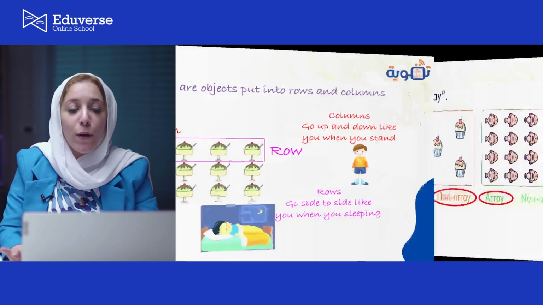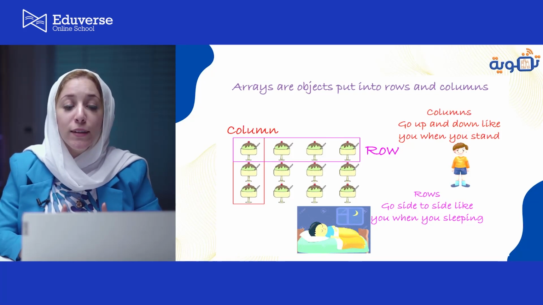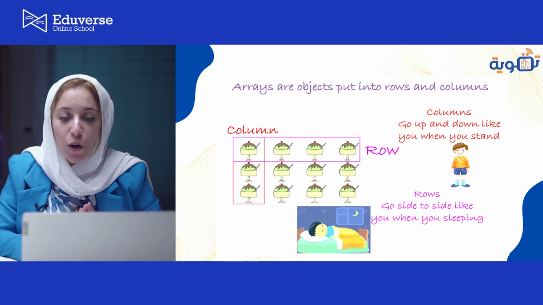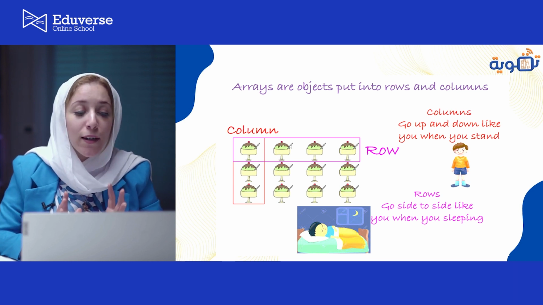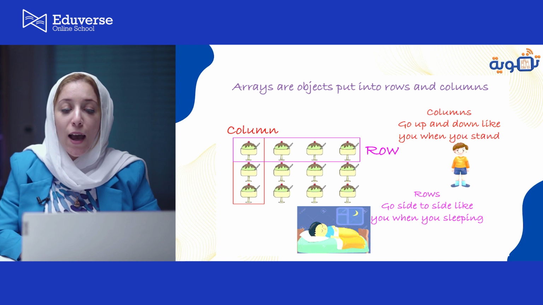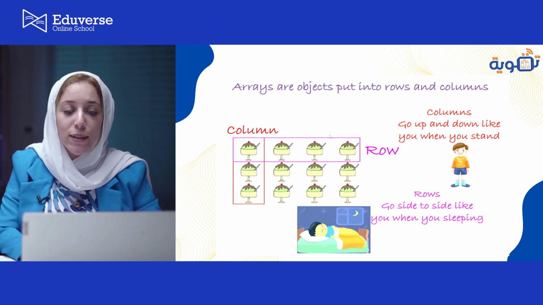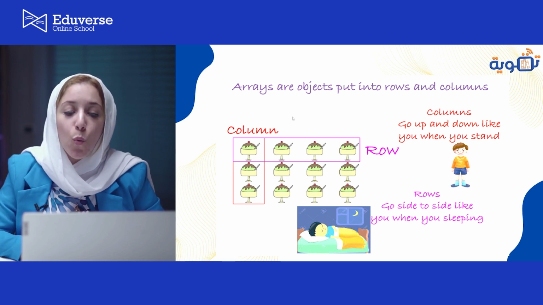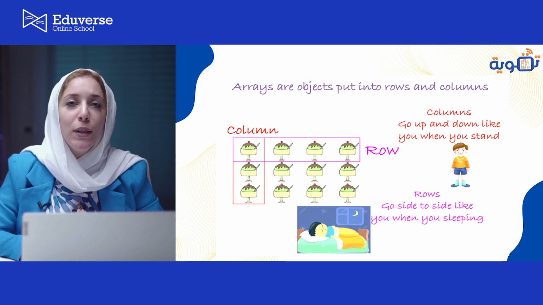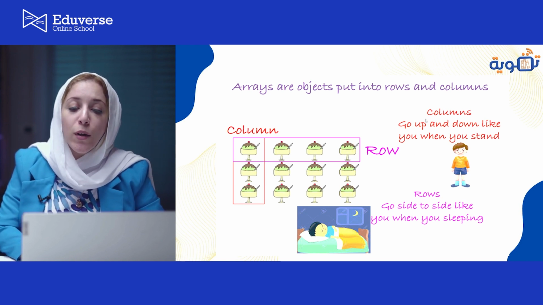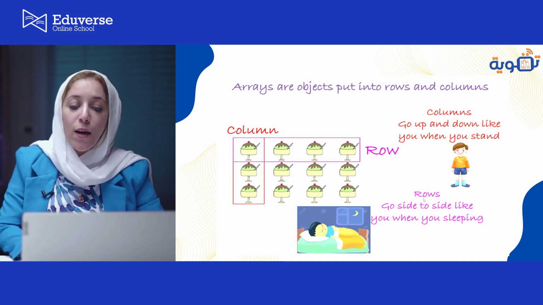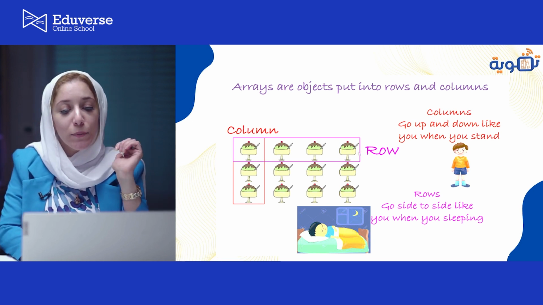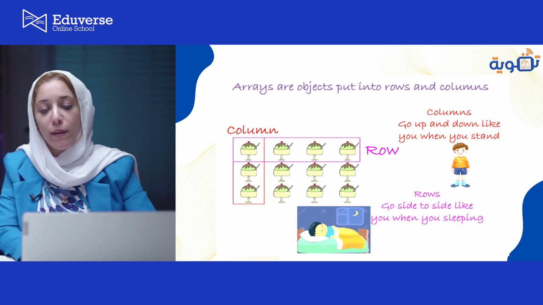So, what is an array? Arrays are objects put into rows and columns. And here we have an array made of cupcakes. As you see, we have rows and columns. Let's determine the meaning of rows and the meaning of columns. Columns go up and down, like when you stand up. And rows go side to side, like when you are sleeping.